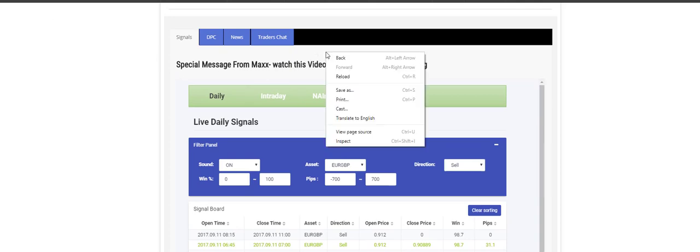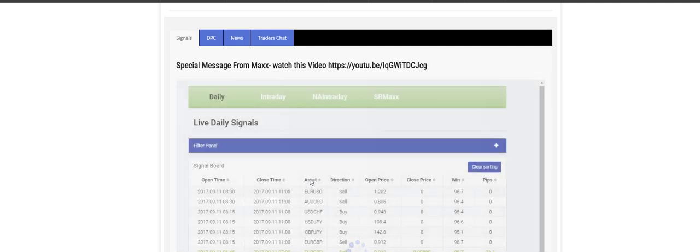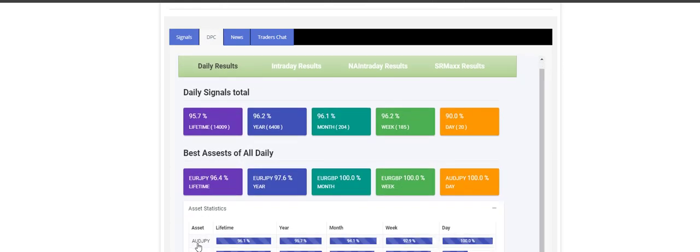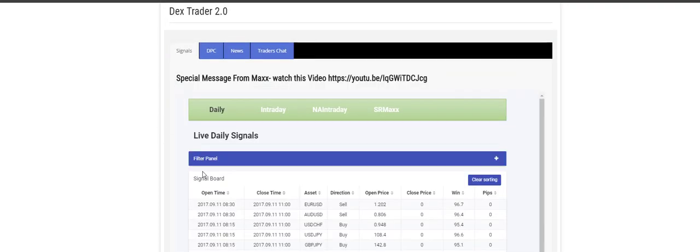I'll just reload the screen here because you can clear the sorting and clear the other things in there to be able to do that. So I'm going to look at one of the other pairs. USD JPY has the better, so we're going to look at that one now. And I'm going to do the same thing. I'm going to look at the DPC, look at the data that comes over, 100 on the month. That's not too bad. So I'm going to go back to signals.